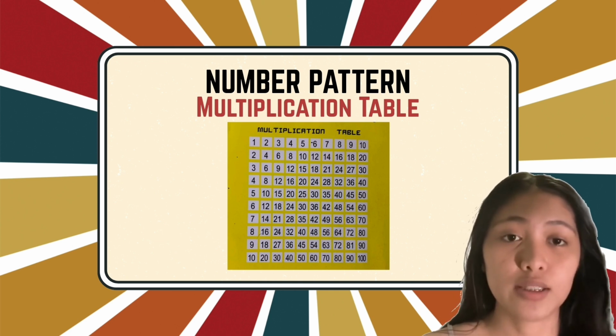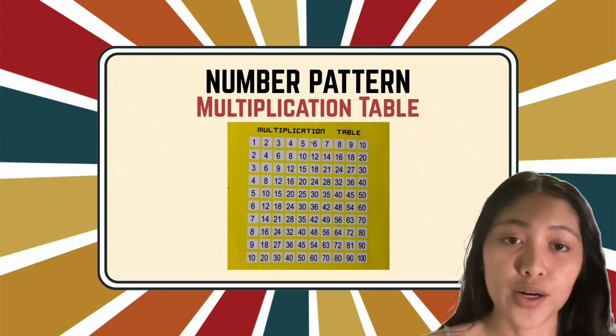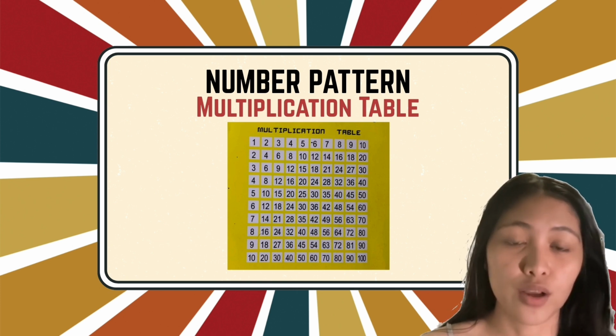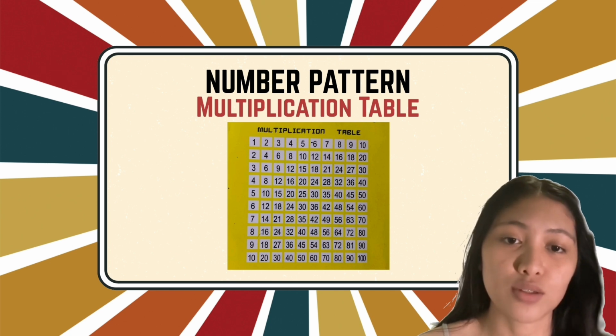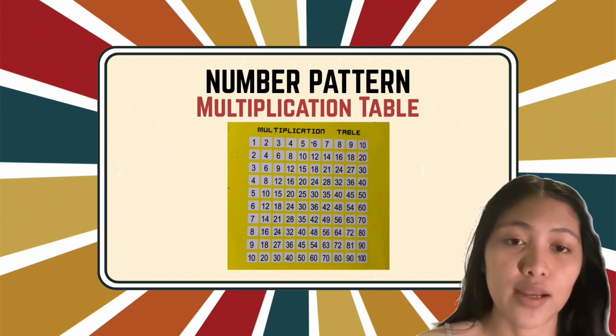For example, the multiples of 4 form the pattern 4, 8, 12, 16, and so on, where 4 is added repeatedly. This regular increase creates a clear numerical pattern that can be easily recognized and extended. Because multiplication organizes numbers into those repeating sequences, it is classified as a number pattern.